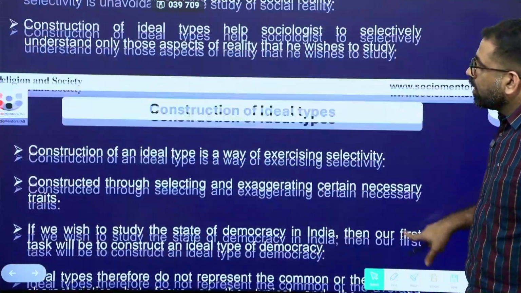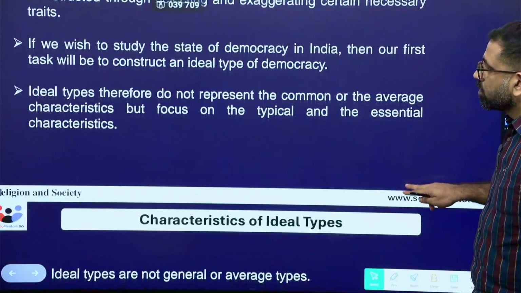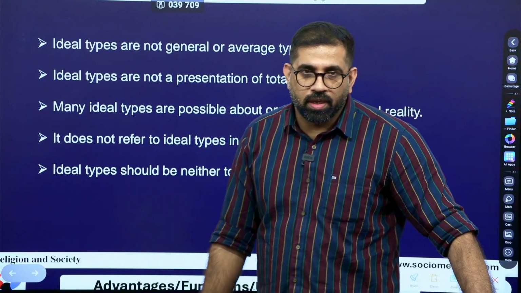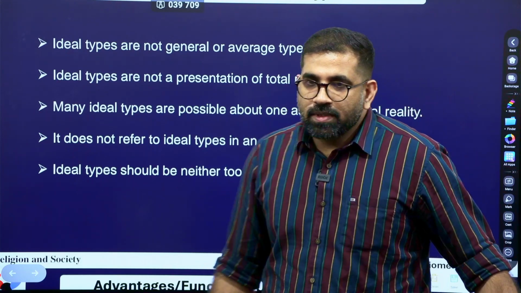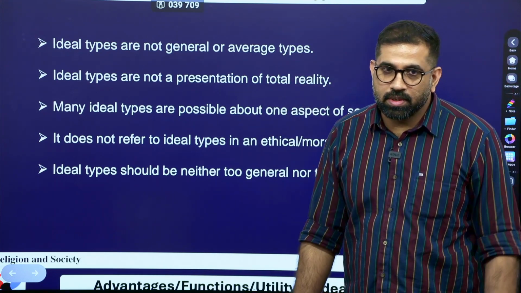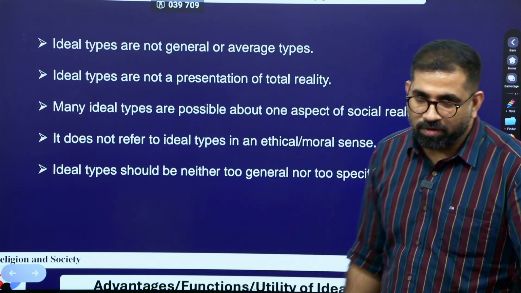Now, as we have discussed the need for creating ideal types and everything, let's now focus on the characteristics of ideal types. I hope it is clear to you what ideal types are. Okay. Now, what are the characteristics of ideal types? As we have already mentioned, it is not a general type or average type. See, ideal type is the best type. So as a result, it is not an average.